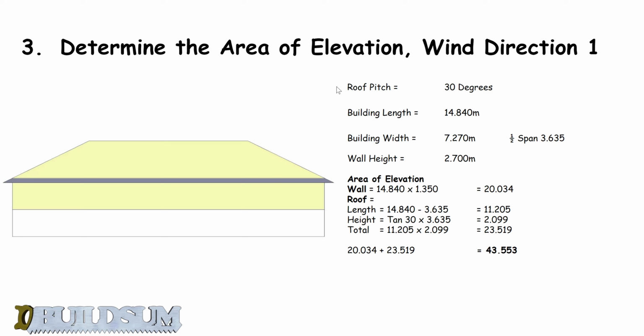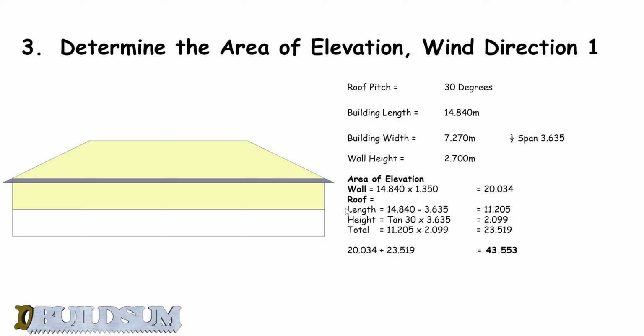So a bit of information. The roof pitch is 30 degrees. We know the building length. We know the width. It gives us a half span of 3.635, which you'll see why in a moment. And our wall height in this case was 2.7. So to work out the elevation of the wall area, this half of the wall, we're just going to go the length of the building times half the wall height, which gives us an area of 20.034.